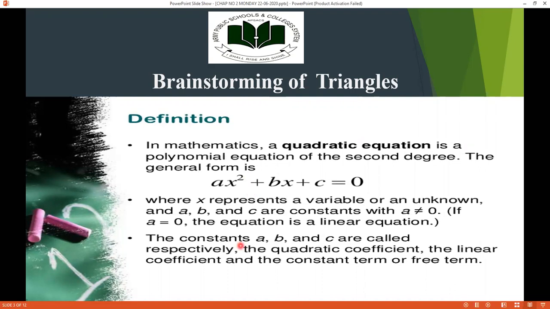And if we replace a with 0, then we have a linear equation. And if we replace b with 0, then we have a pure quadratic equation. So this is the quadratic equation.